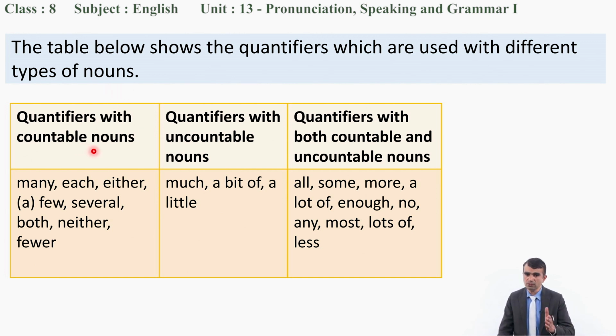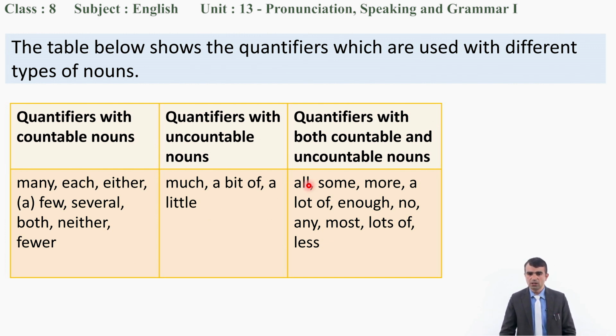Quantifiers with countable nouns, quantifiers with uncountable nouns, quantifiers with both countable and uncountable nouns. Okay, quantifiers with countable nouns, what are they? Many, each, either, few or a few, several, both, neither, fewer. These quantifiers are used with countable nouns only. And quantifiers with uncountable nouns: much, a bit of, a little. These quantifiers are used only before uncountable nouns.